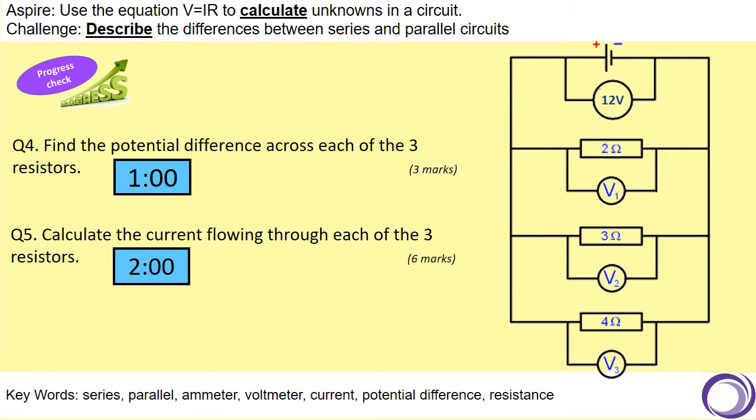So we've got a parallel circuit there. It looks quite complicated, but don't be put off. So for question 4, it's 3 marks. I want you to find the potential difference across each of the 3 resistors. So we've got a 2 ohm, a 3 ohm and a 4 ohm. 1 minute.